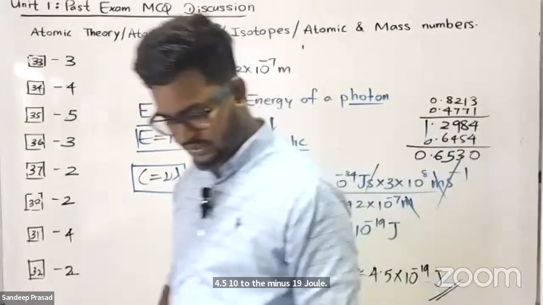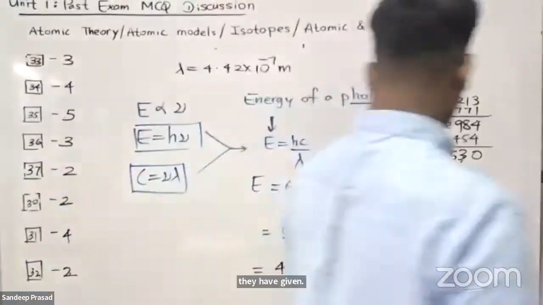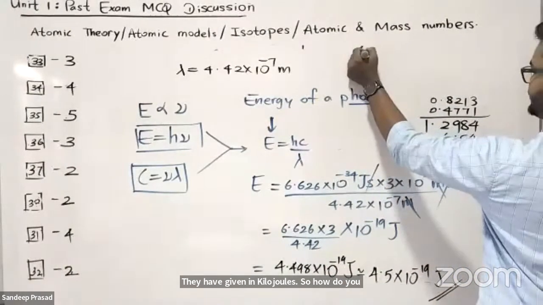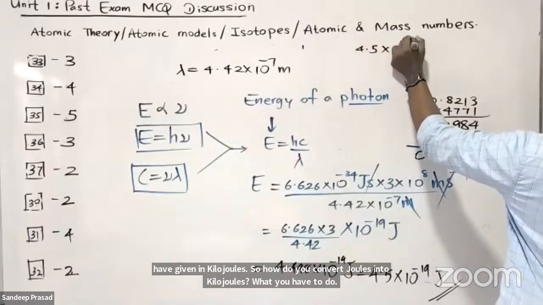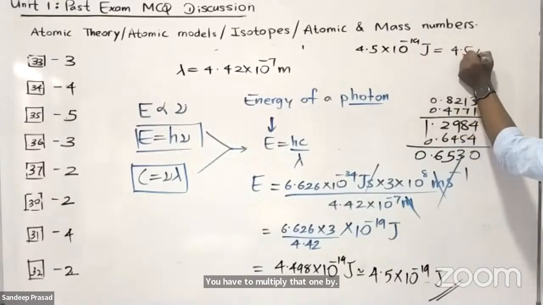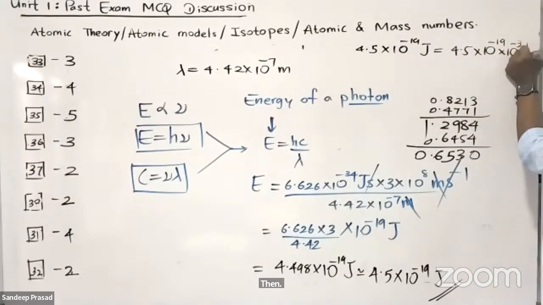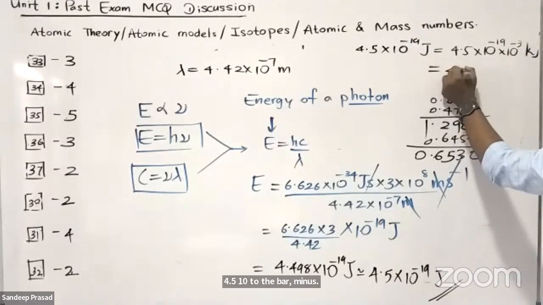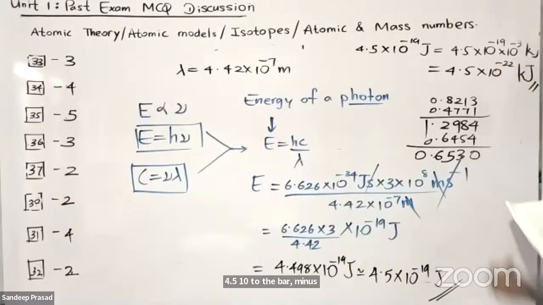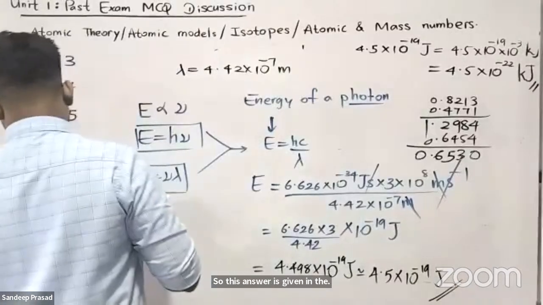The answer they have given is in kilojoules, students. So how do you convert joules into kilojoules? In order to convert joules into kilojoules, you have to multiply by 10^-3. Then 4.5 × 10^-19 × 10^-3 gives 4.5 × 10^-22 kilojoules. So this answer is given in the fourth option. Question number 38, answer is fourth.